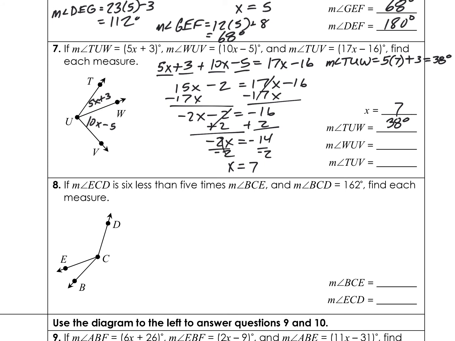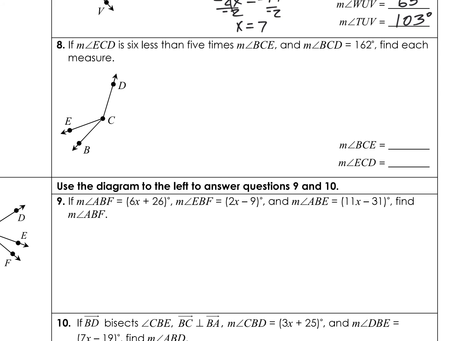Okay. The measure of angle WUV is equal to 10 times 7 minus 5. That's 70 minus 5, which is 65 degrees. And then TUV should just be the sum of those two angles, which is 38 plus 65, 103 degrees.